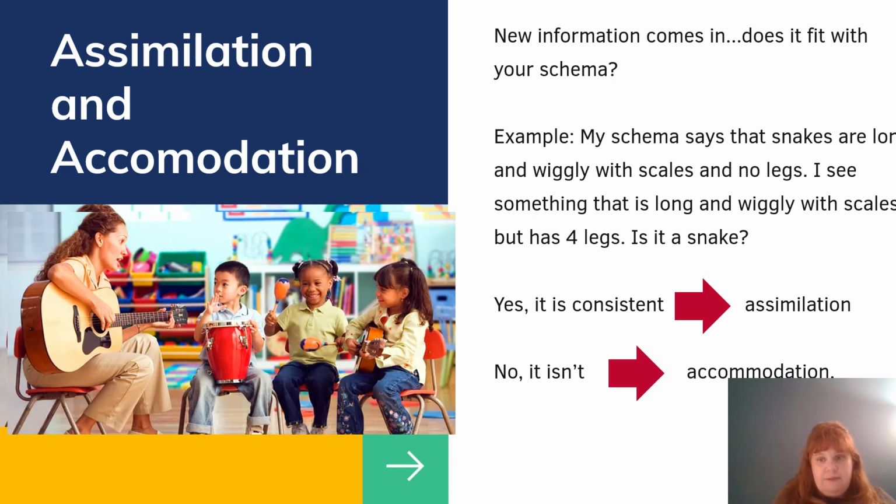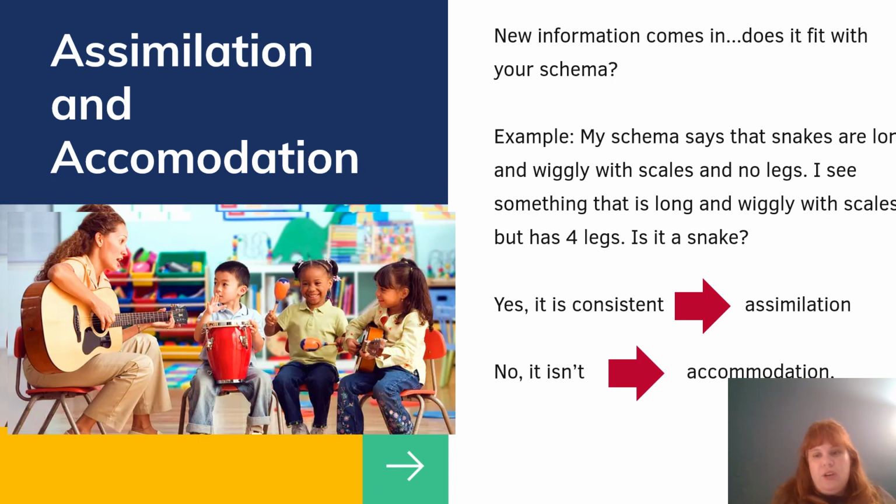That's called assimilation. If they see something that doesn't fit, oh, that looks like a snake, but it has legs. It's not a snake. That's called accommodation. And so when you have accommodation, where the new information doesn't fit with your existing schema, then you have to change your schema, right? Because now it's like, oh, does that mean that some snakes have legs? Or maybe there's other things that have scales and are wiggly, but that do have legs, like a salamander or a lizard or whatever.